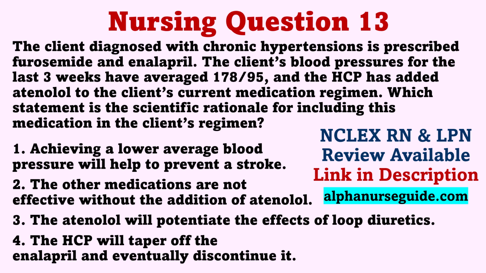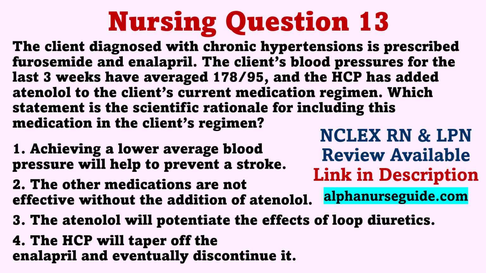1. Achieving a lower average blood pressure will help to prevent a stroke. 2. The other medications are not effective without the addition of atenolol. 3. The atenolol will potentiate the effects of loop diuretics. 4. The HCP will taper off the enalapril and eventually discontinue it.